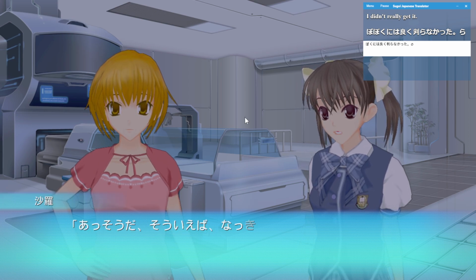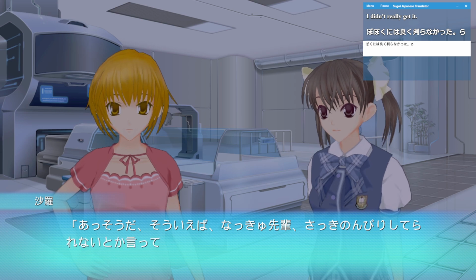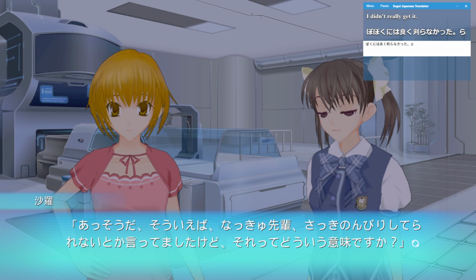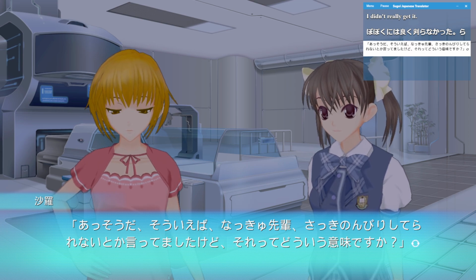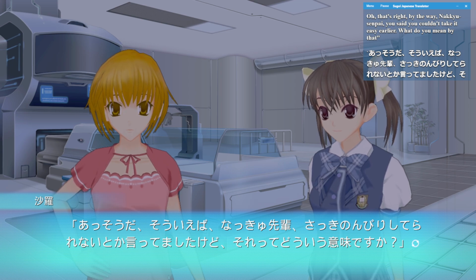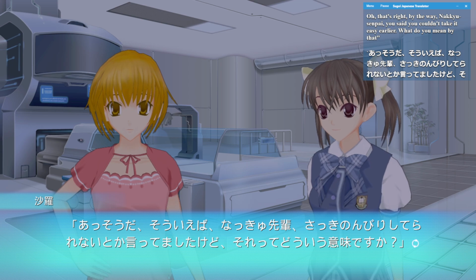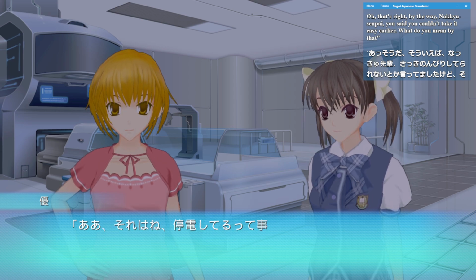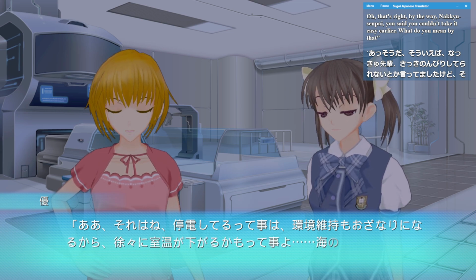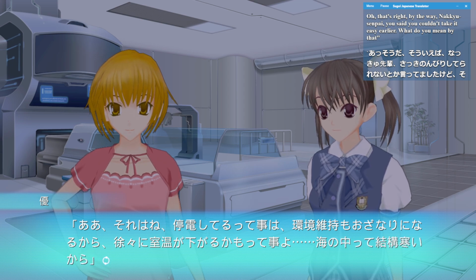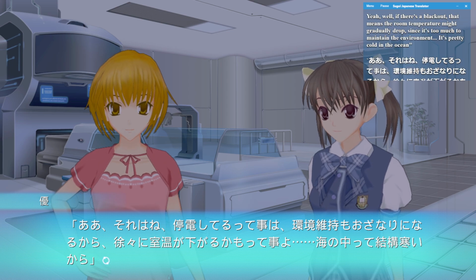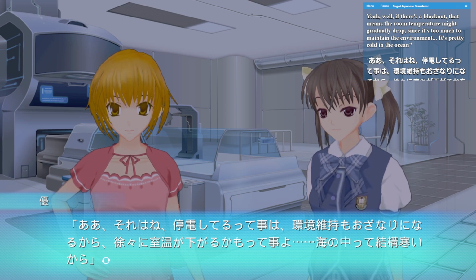Oh, that's right. By the way, Nakyu-senpai, you said we couldn't take it easy earlier. What do you mean by that? Yeah, if there's a blackout, that means the room temperature might gradually drop since the environment isn't maintained. It's pretty cold in the ocean.